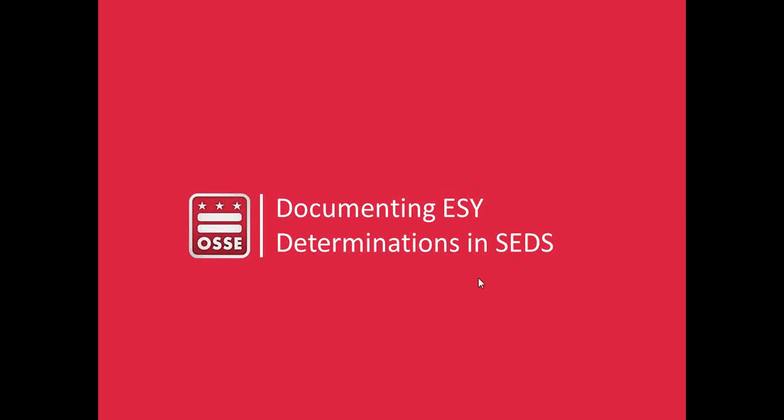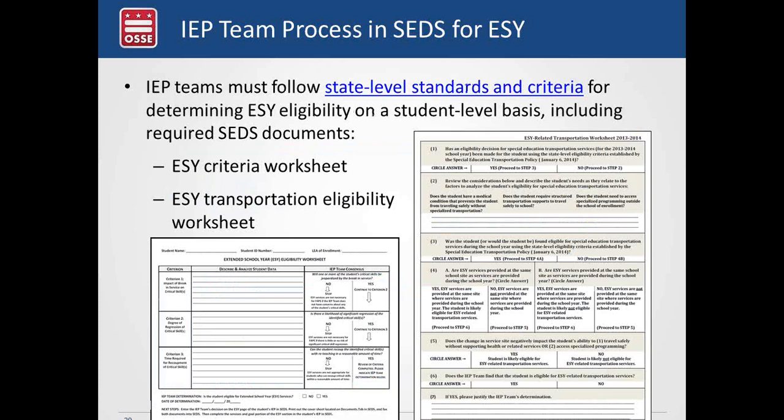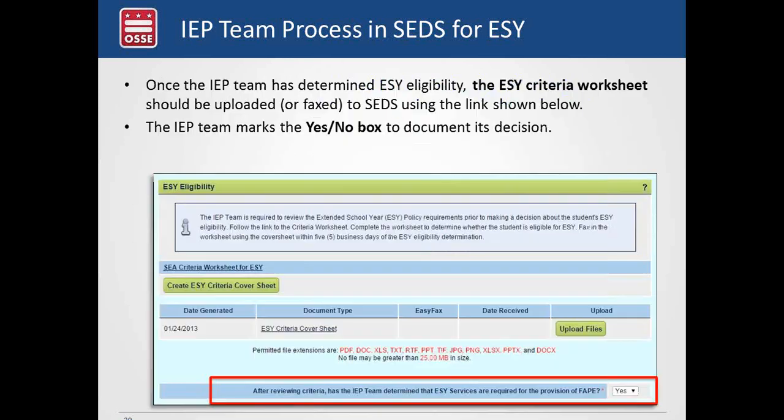Okay, let's move on to talk reminders about how to document in SEDS. As you know, the ESY process is part of the annual IEP review, or it can be done as part of the amendment process. The worksheets here. We talked about the first worksheet. The second worksheet here is helping you determine if a student is eligible for ESY Transportation. You only need to fill out this worksheet if you already said yes for ESY, and now you're trying to analyze whether or not they need ESY Transportation. And there's a series of questioning here that guides you through that. But essentially, we're going to talk about transportation in a minute.